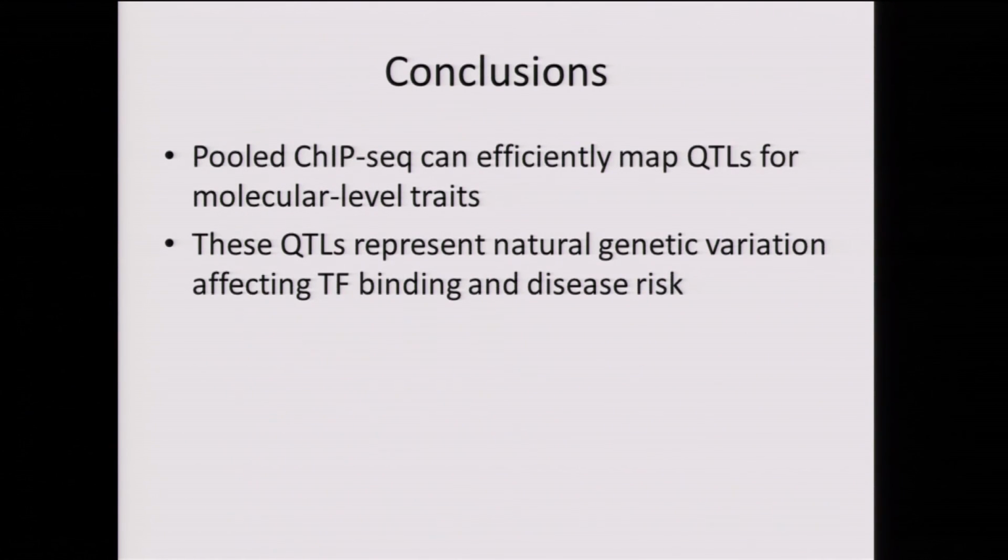So to conclude, what we've seen here is that this pooled ChIP-seq method can very efficiently map QTLs for molecular level traits like TF binding and histone modification. These QTLs are natural genetic variants segregating within humans that affect TF binding and in many cases also affect disease risk. And the extent of this overlap between the GWAS hits and the bQTLs suggests that there really is a major role of TF binding in our risk of getting complex diseases.